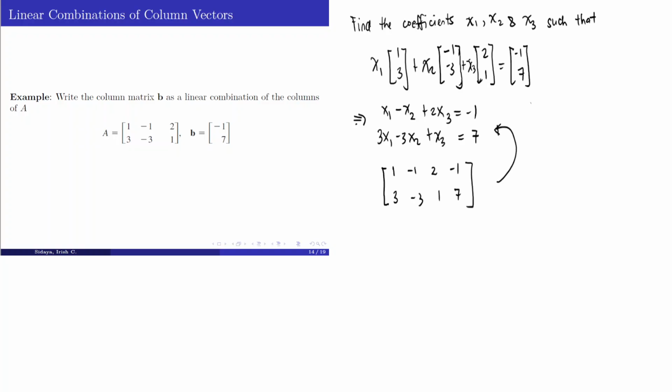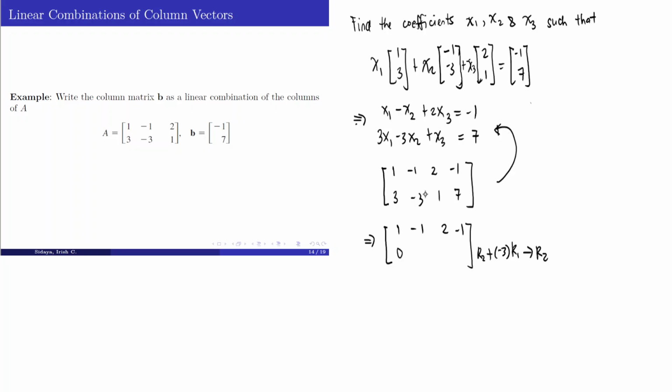corresponding to this system. Now, let us use Gaussian elimination to solve the system. So we have, okay, we want this to become 0, so we can multiply R1 by negative 3, and then we add it to R2. Negative 3 R1 to get new R2.